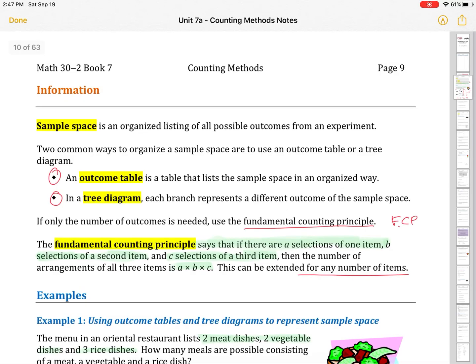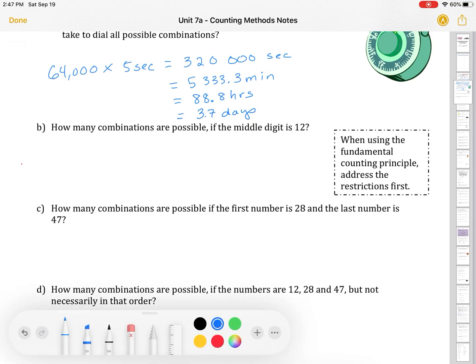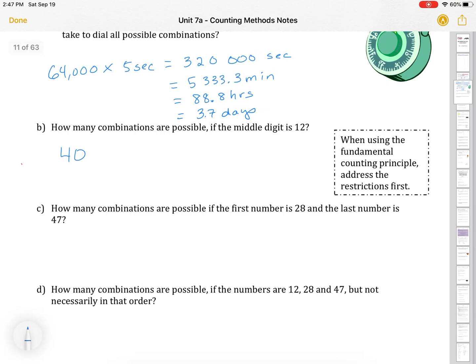Now, let's do another fundamental counting principle problem. How many combinations are possible if the middle digit is 12? So, what that tells us is the first option is 40, right? Times, now the second digit, we only can have 12. There's only one option. So it would be times 1 for that. And then our third option, again, we have 40 choices. The only limit was on the second digit.